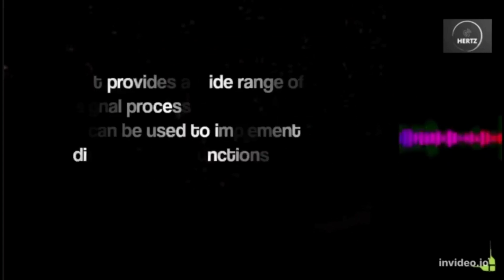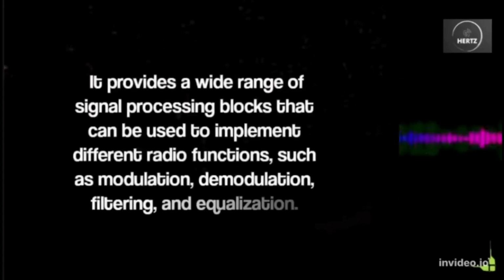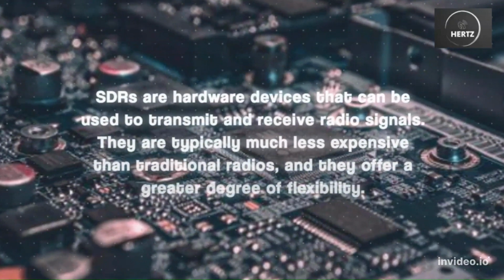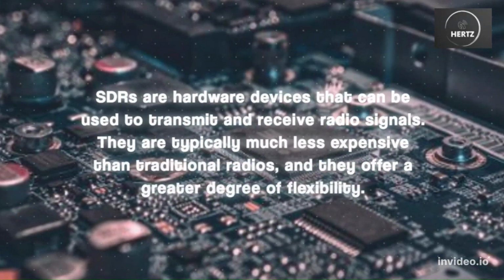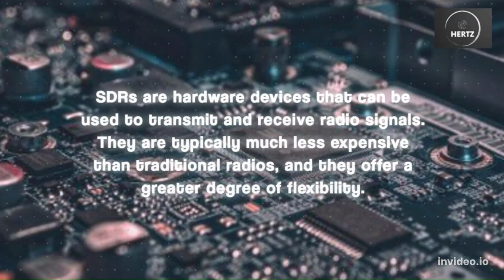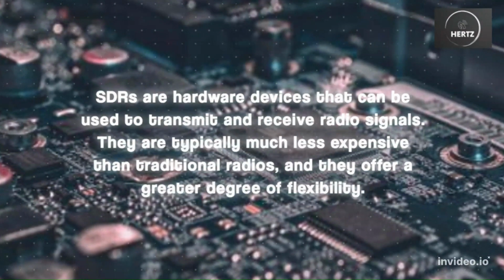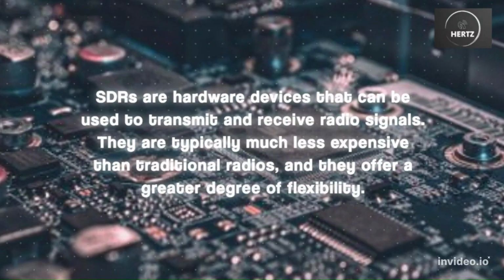It provides a wide range of signal processing blocks that can be used to implement different radio functions, such as modulation, demodulation, filtering, and equalization. SDRs are hardware devices that can be used to transmit and receive radio signals. They are typically much less expensive than traditional radios, and they offer a greater degree of flexibility.